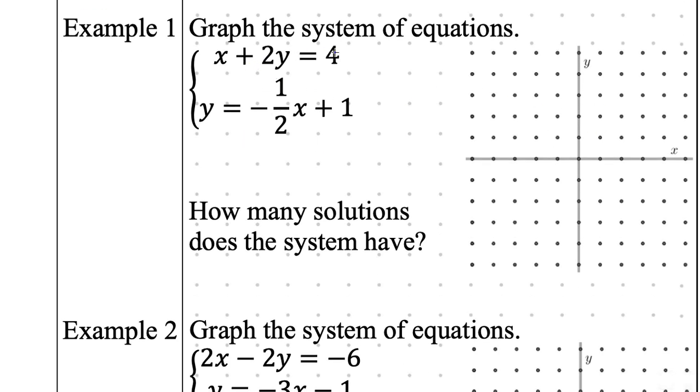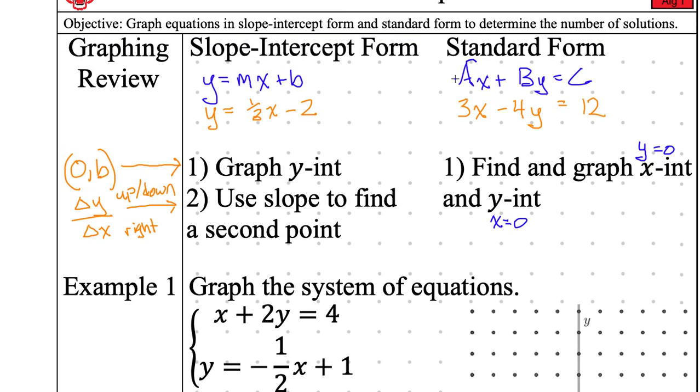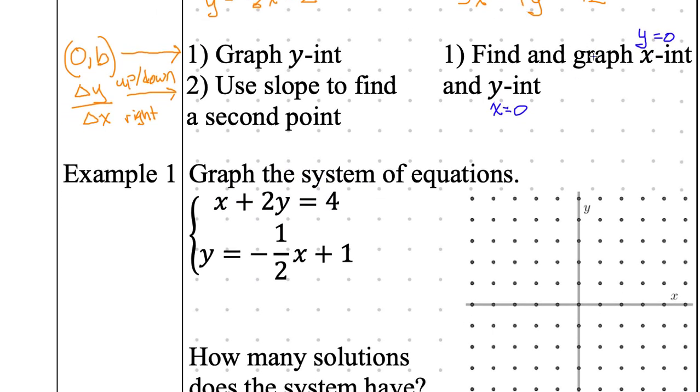x plus 2y is equal to 4. That looks like it's in standard form because I have something x, then a y, and then is equal to a number on the right-hand side. So everything looks like it's in standard form. Let's go ahead and find the x and y intercepts. First I'm going to make x equal to 0 and find the y-intercept.